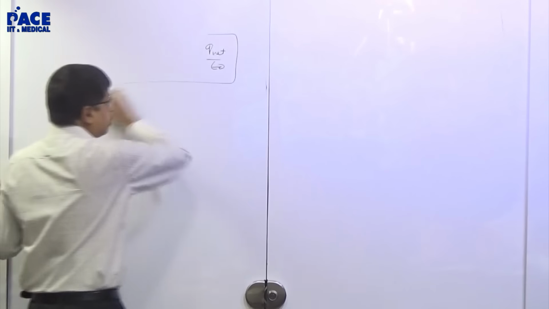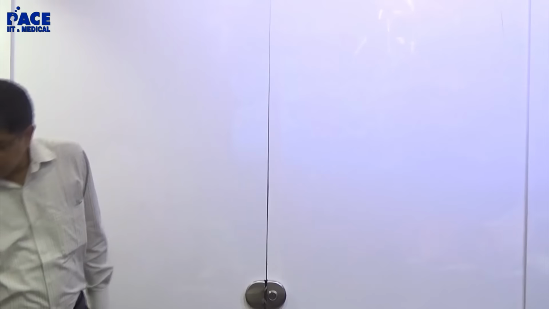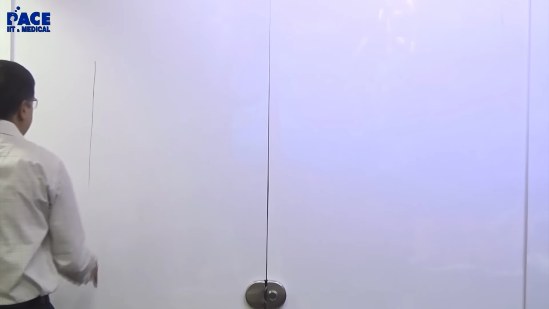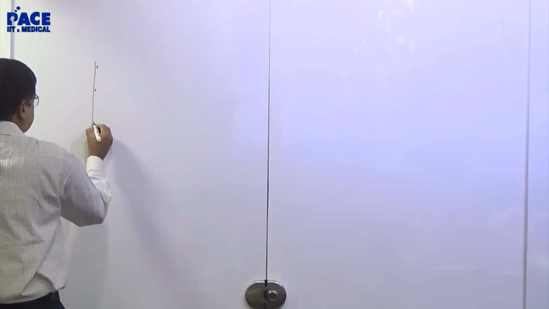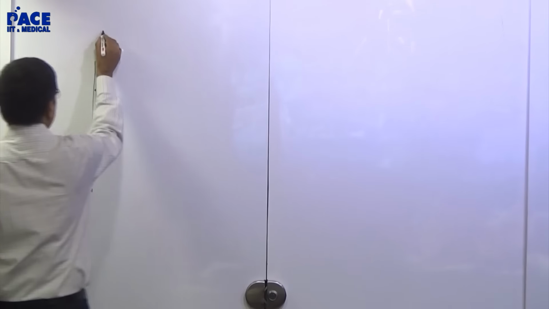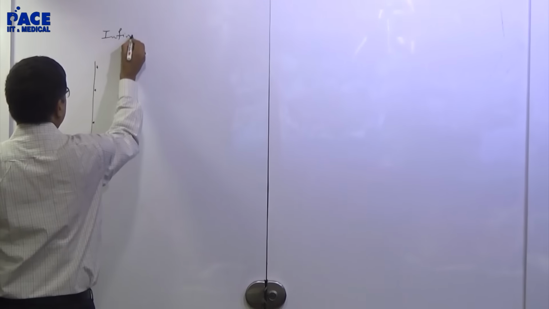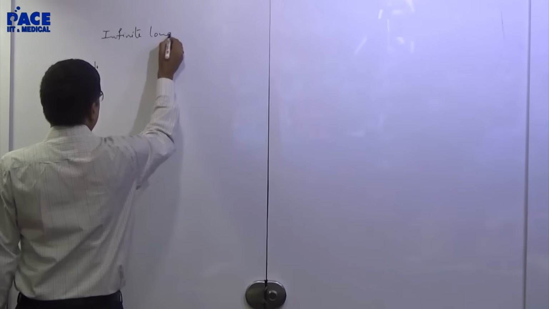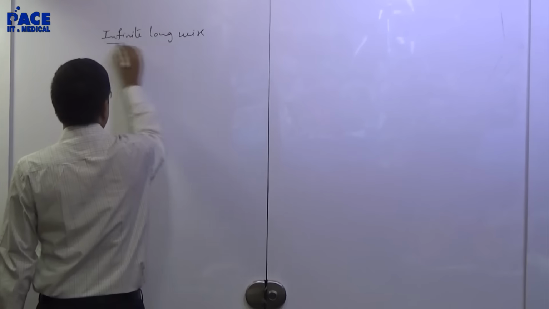Now listen to this. The way we have introduced this concept of assuming a Gaussian surface, a student feels that because it should always be symmetric, I should always assume a spherical Gaussian surface. Need not. The best possible example is an infinite long wire.